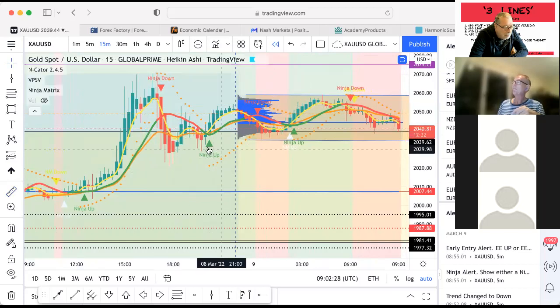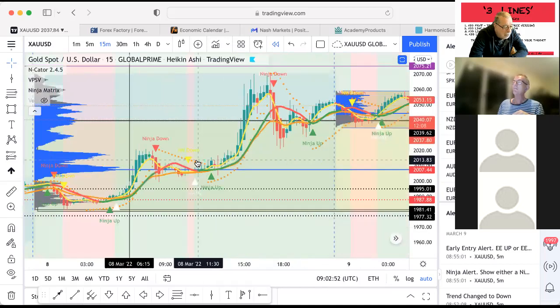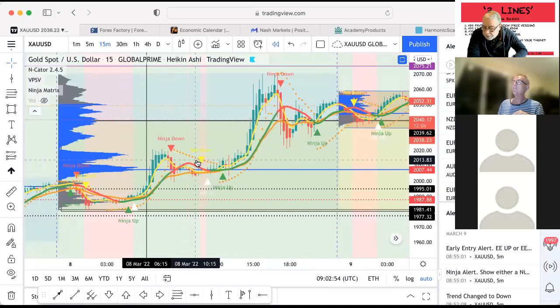And all of my criteria were satisfied. We had a Ninja up, we had a Ninja Matrix up with steel green. We had 13 MA, which was green, and the 5 MA was above the 13. So all of my criteria were satisfied, and I could potentially have got another 140 pips there. So that was just a quick look at yesterday.